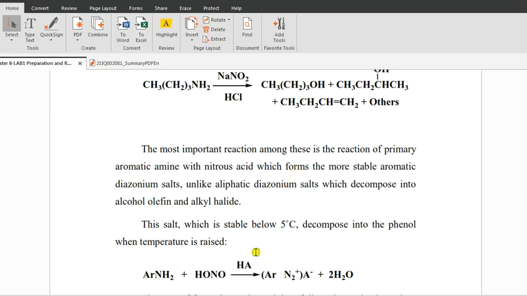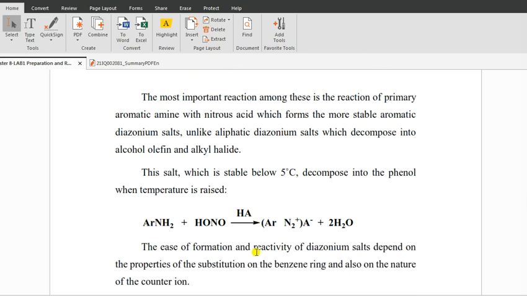And this salt is stable below 5 Celsius. So this salt will decompose to phenol if the temperature rises. So during the experiment, we have to carry out our additions and our work-up in an ice bath.